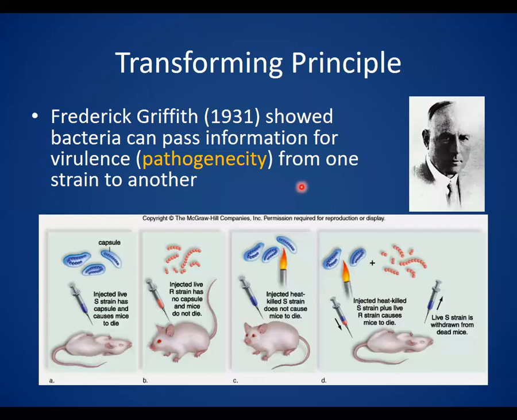And so what he concluded from these experiments is that bacteria can pass information about their virulence, how deadly they are, from one strain to another. And it was something that did not require one strain to be living. They could be dead, destroyed by heat, and yet something that they left behind was taken up by the live R strain, and it turned them deadly. And Griffith called that the transforming principle. And the molecular nature of that was something that people were very interested in.